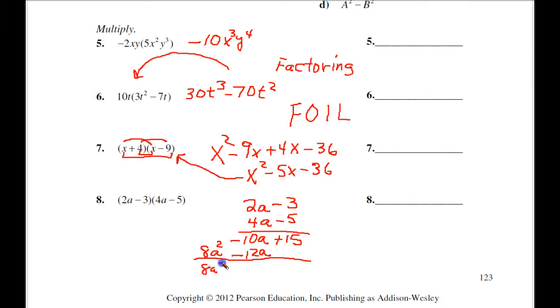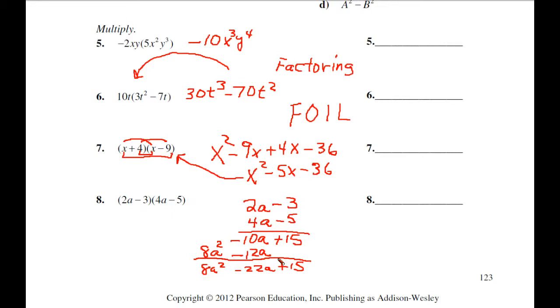8a squared minus 22a plus 15. So this is another way for you to use multiplication of a binomial by a binomial.